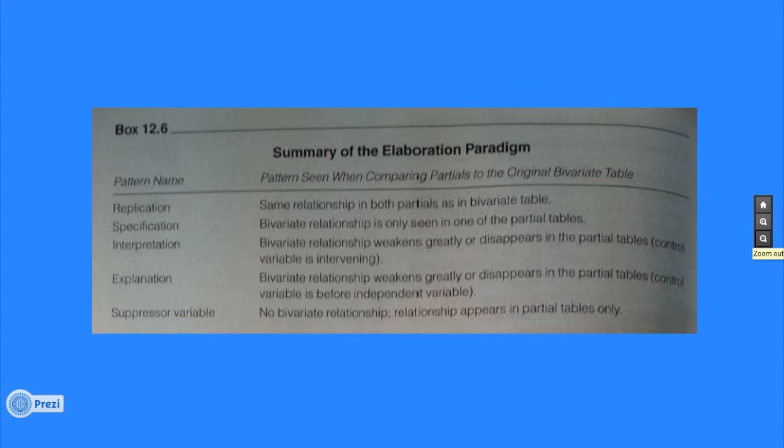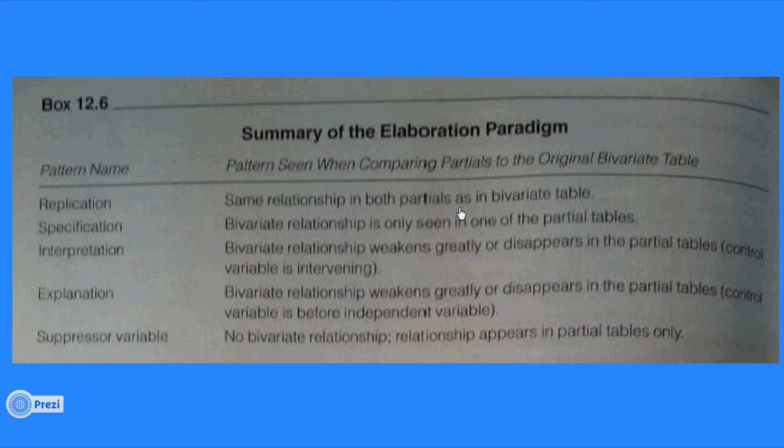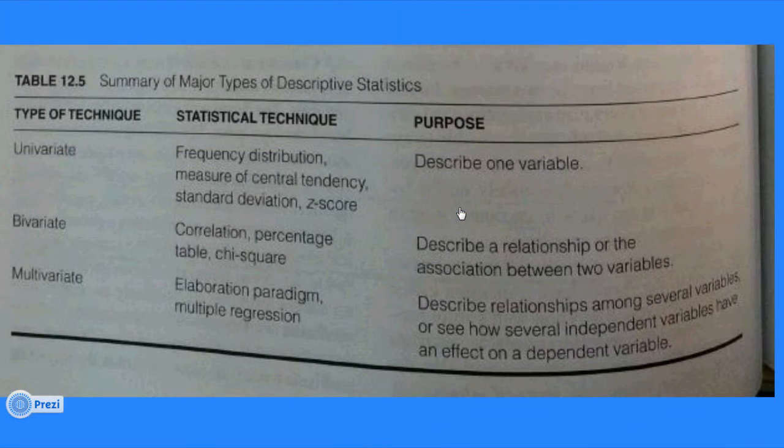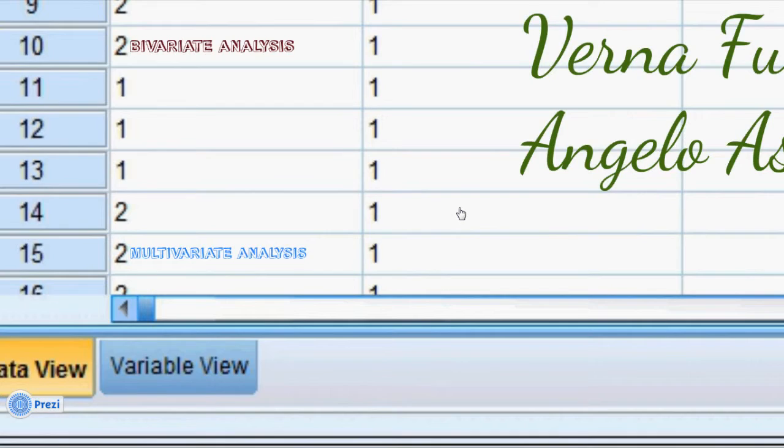This is also a summary of the major types of descriptive statistics. For the univariate, the frequency distribution, measure of central tendency, standard deviation, and the z-score are the techniques. For the bivariate analysis, correlation, percentage table, and the chi-square. And for the multivariate analysis, elaboration paradigm and multiple regression.